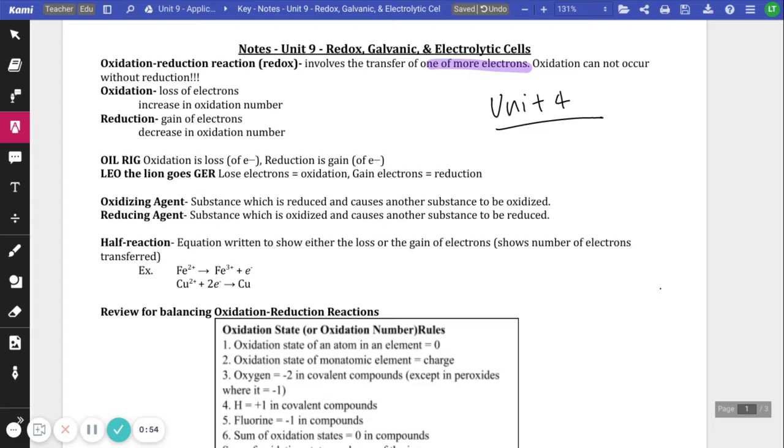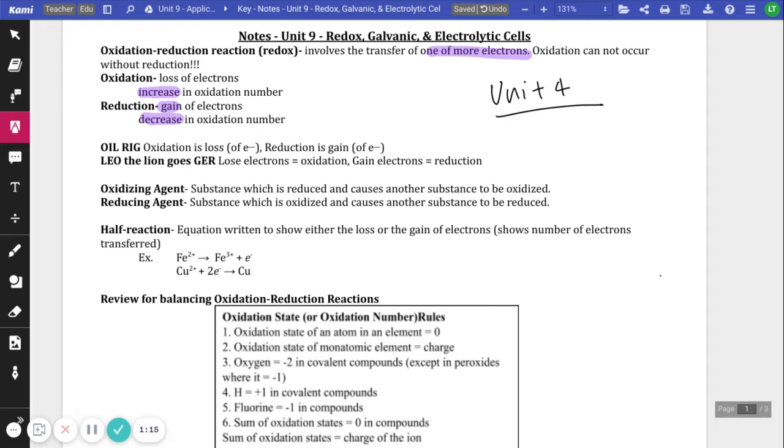Oxidation is when we have a loss of electrons or an increase in our oxidation number. So our charge would go up in oxidation. Reduction, we have a gain of electrons and a decrease in our oxidation numbers. Remember, electrons are negative, so when we gain electrons, our charge is going to go down.